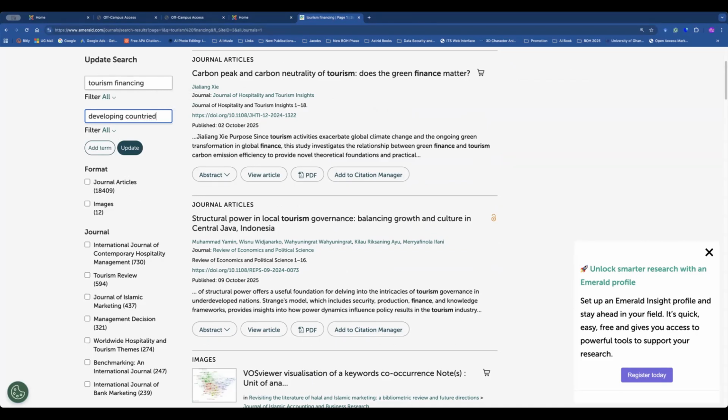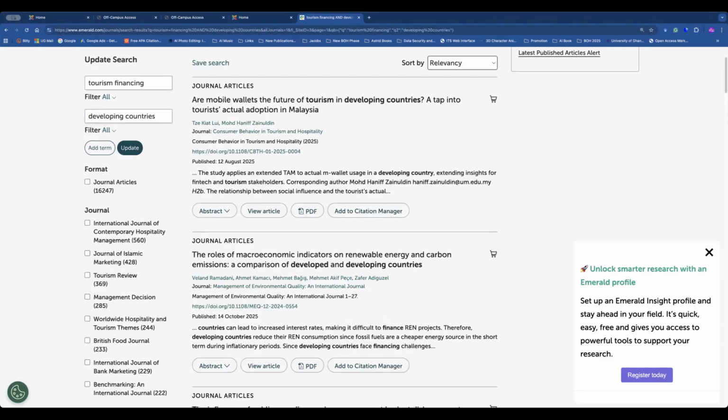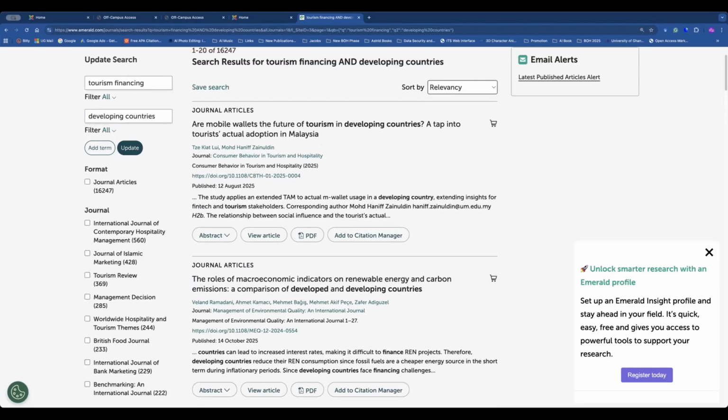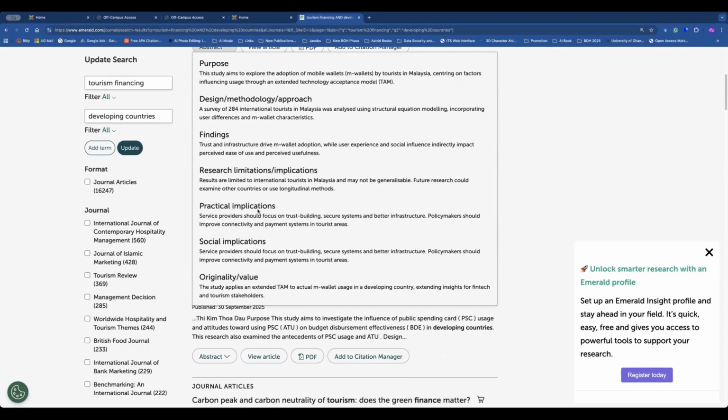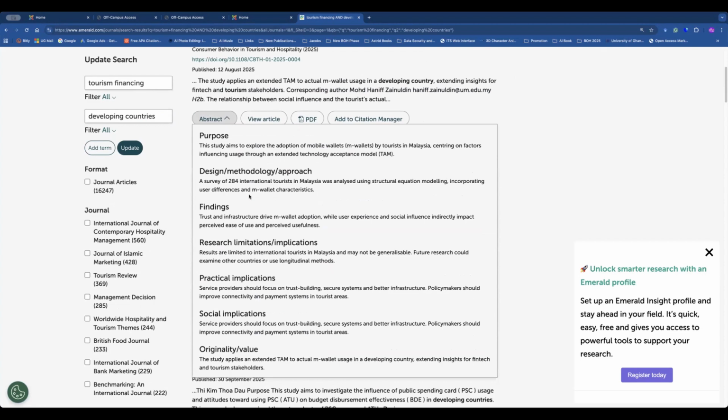Okay, so if I do this, I will end up getting this. Developing countries, see, it has now narrowed down. Okay, so look at this paper. I can read the abstract. This is what we call a structured abstract. They are breaking it into pieces for you, so you can read the abstract.